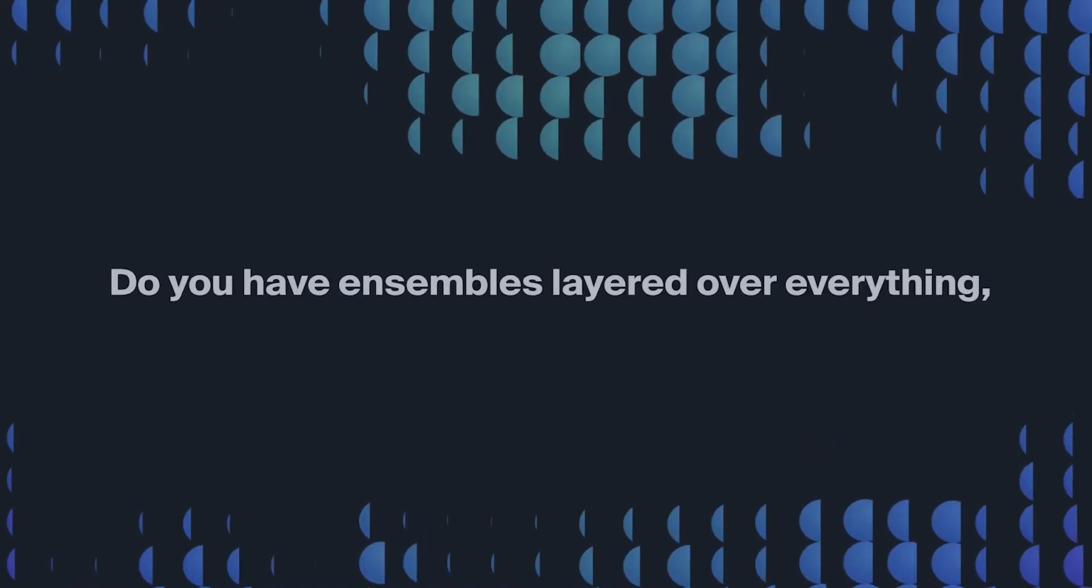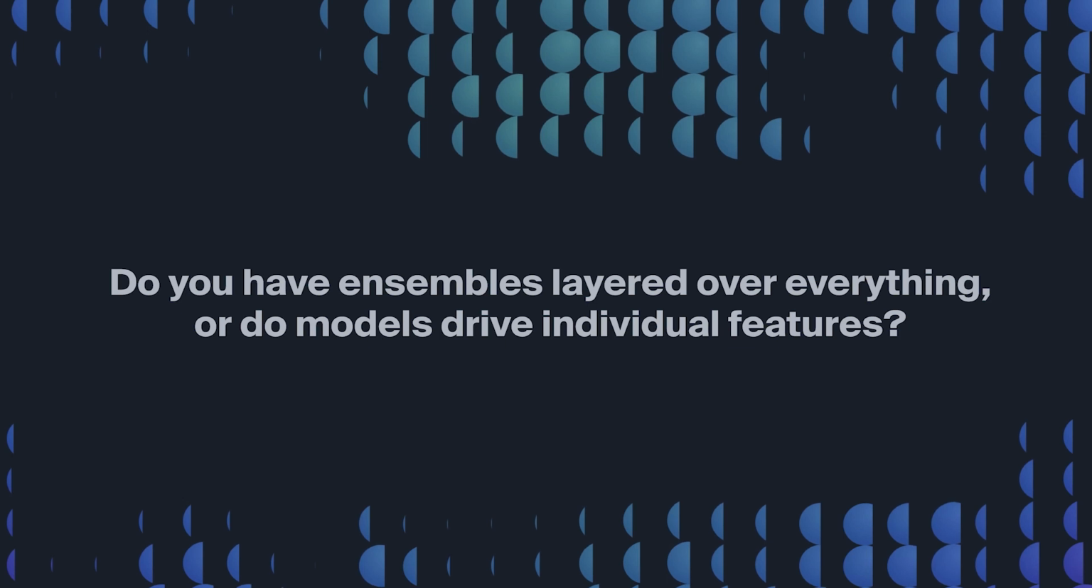Got it. Okay. And do you have sort of ensembles layered over all of that ultimately, or do models drive individual features? For example, you mentioned that you could pop a banner, there's all these different actions that could be taken. Are you sort of architecting like, okay, this model can drive this specific feature or response, or is everything sort of trying to fit under a larger umbrella or an abstraction of some sort?